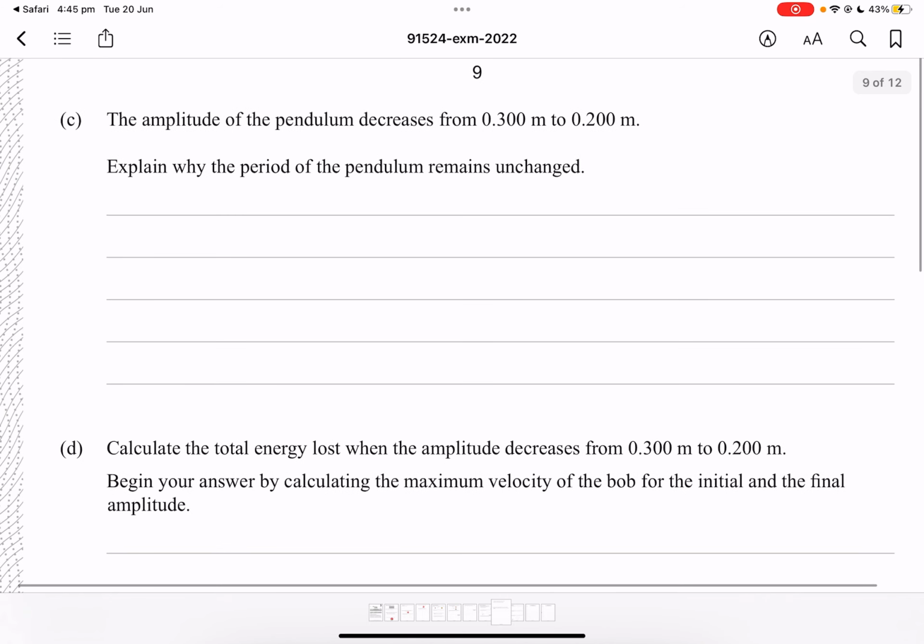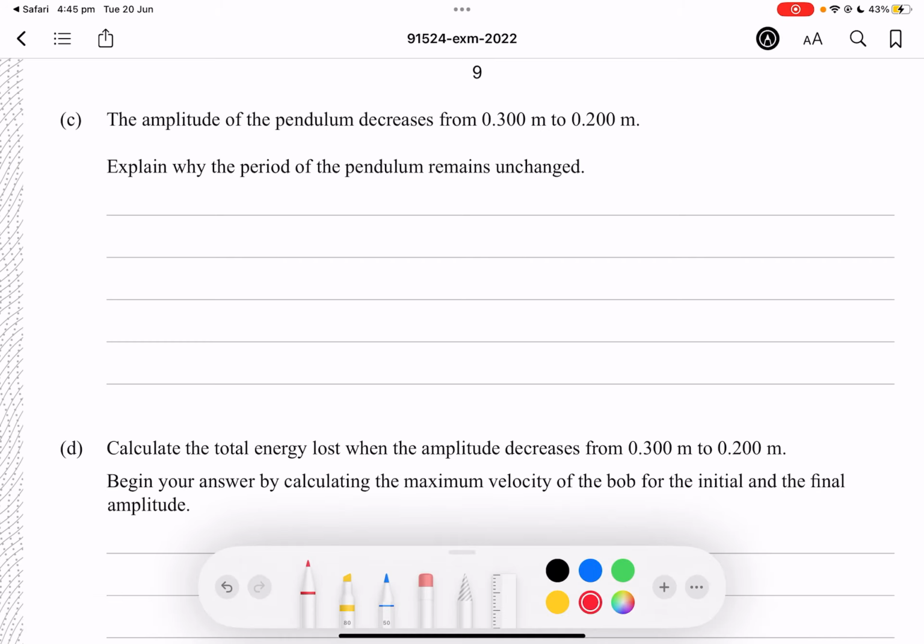The amplitude of the pendulum decreases from 0.3 to 0.2. So explain why the period of the pendulum remains unchanged. For these types of questions, you can justify it logically. You can either do a logical or physical explanation, or you can just justify with formulae, and both are generally okay, but we'll cover both of them for better understanding.